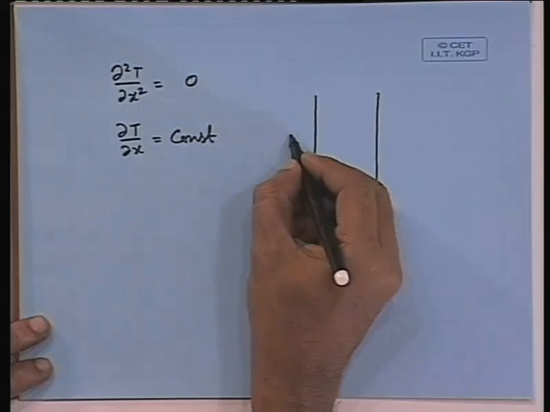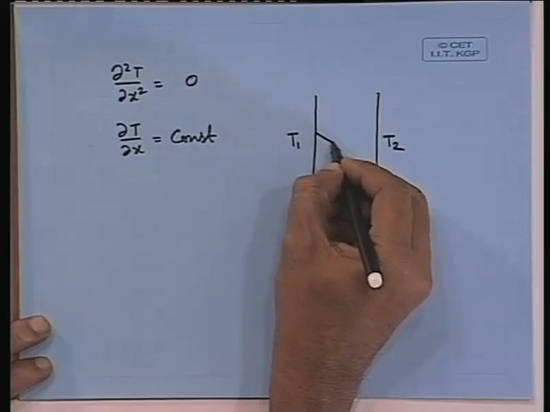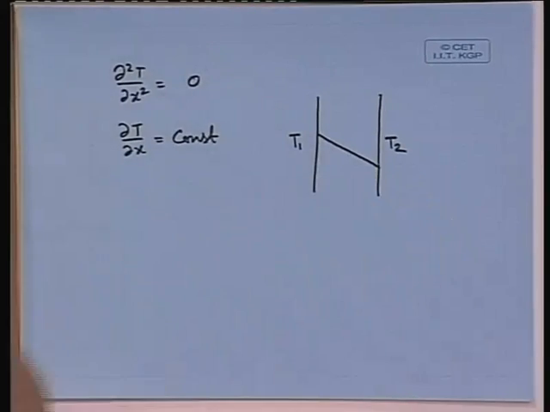This is a wall, one side kept at T1 and another kept at T2. The temperature profile will be something like this. So, dT/dx is equal to constant. Okay. And obviously, from here we can get what is the rate of heat flow. So, the generalized equation is also valid for these special cases which we have derived.